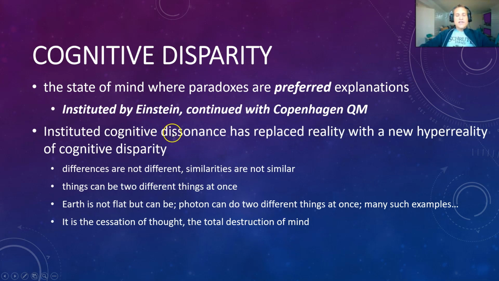So instituted cognitive disparity has replaced reality with a new hyperreality, where differences are no longer different and similarities are no longer similar. Basically, what's happened is that the ability for the mind to discriminate has been removed. And of course, we're always taught that discrimination is bad. Of course, it's used in the context of racism, but the general idea is that what's being removed from the human mind is the ability to discriminate at all. Discrimination, by definition, is being able to tell one thing separately from another. That's the base of the human mind. Even animals need to do that for food and basic things.